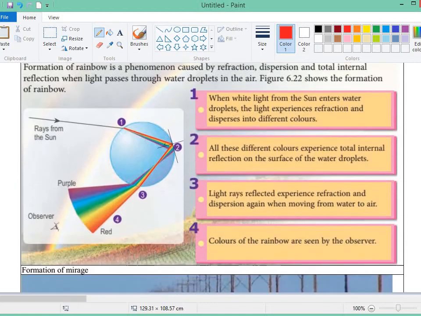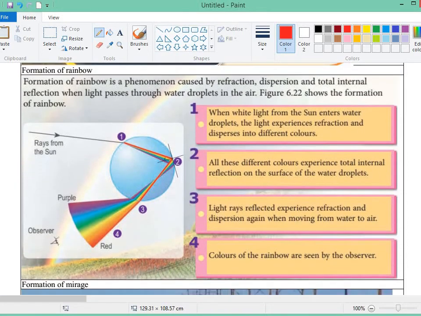Okay, so formation of rainbow. Okay, how is it that the rainbow forms? Okay, formation of rainbow is a phenomenon caused by refraction, dispersion, and total internal reflection when light passes through water droplets in the air. So figure 6.22 shows the formation of rainbow.